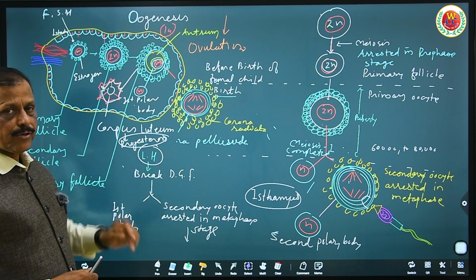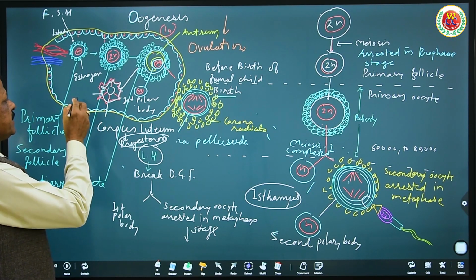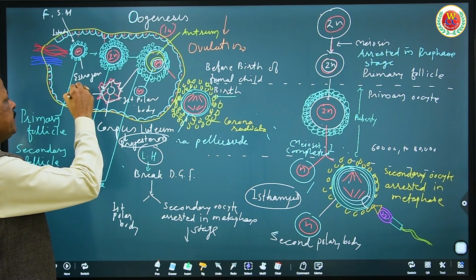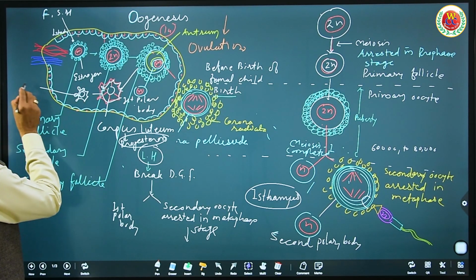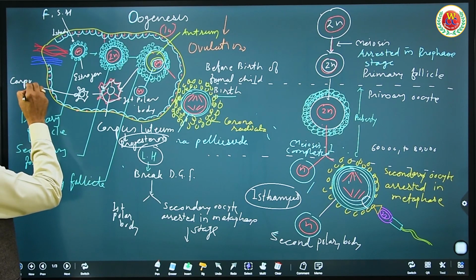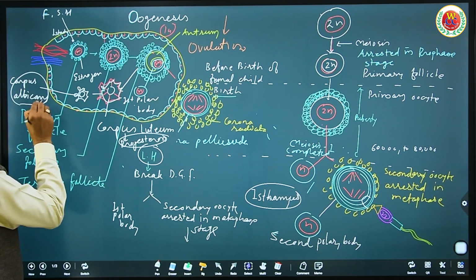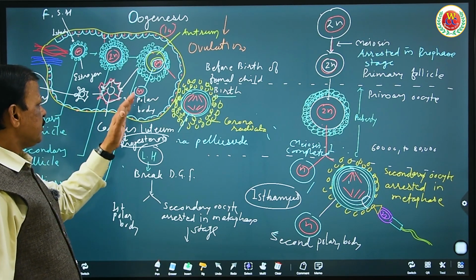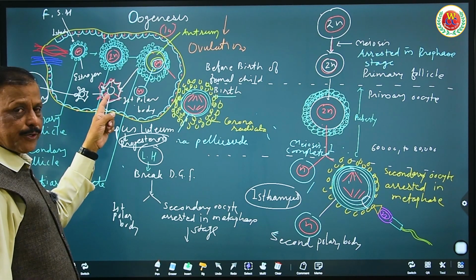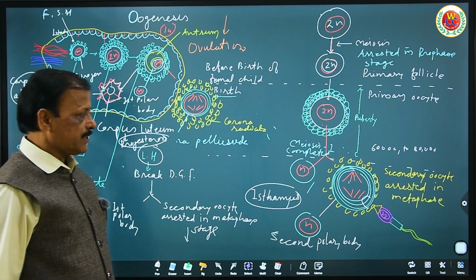And if pregnancy does not occur, this corpus luteum gets changed into corpus albicans. It gets changed into corpus albicans, and that again we shall discuss in the second video. But as a continuity of this video, I explained these 2 points, corpus luteum and corpus albicans.